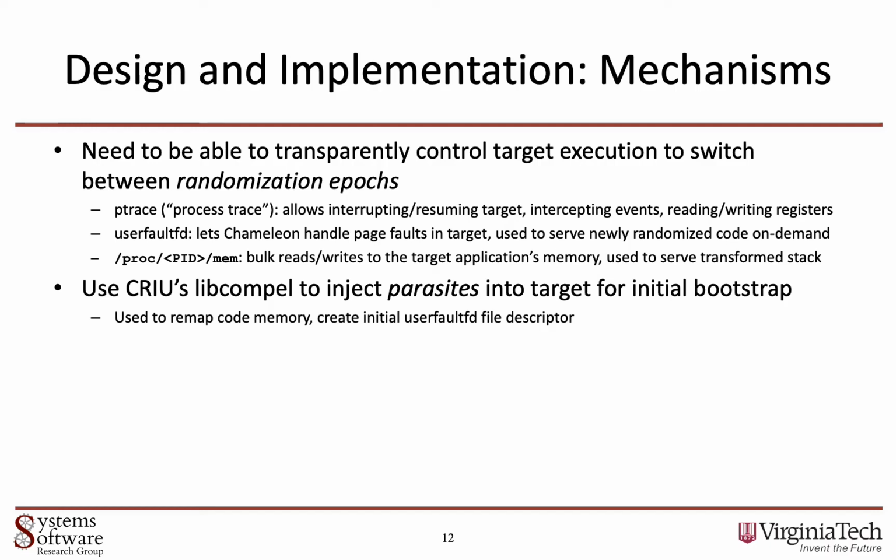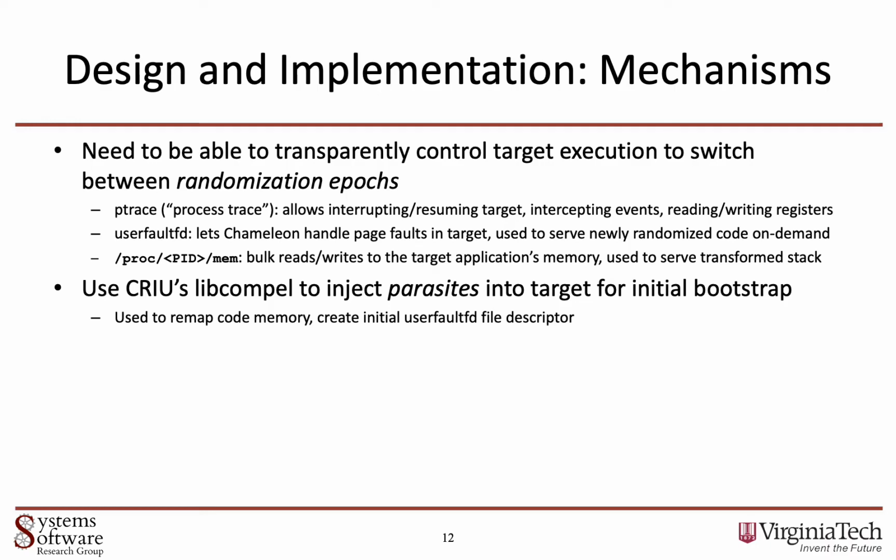Finally, Chameleon uses the proc file system, and in particular the mem file, to bulk read and write memory inside the target application. In particular, Chameleon uses this to serve the transformed stack after randomization to the target application.